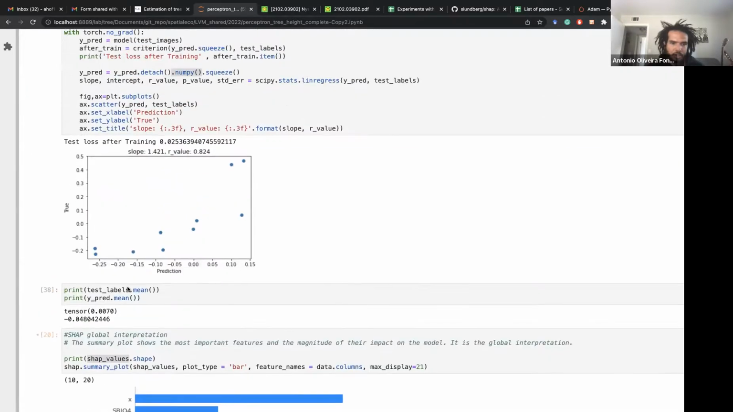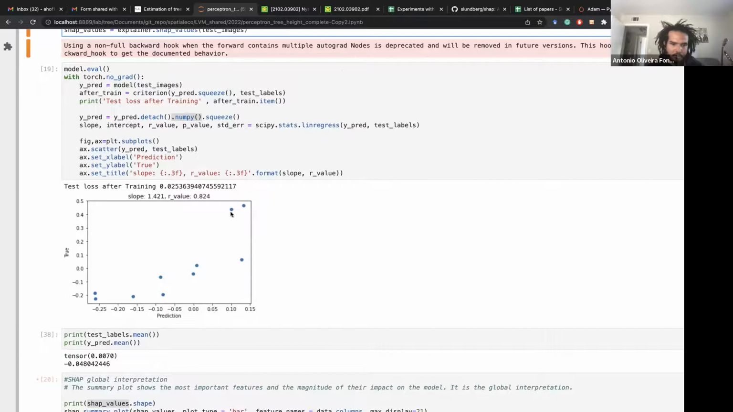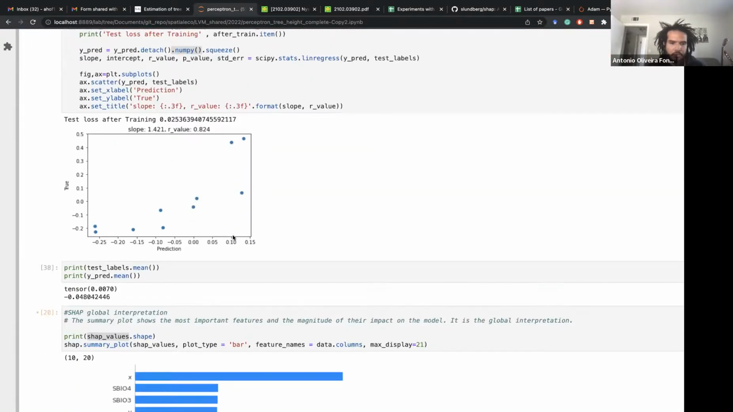So here I'm just plotting prediction by true value, right? We see that the model by itself is predicting something that seems to make sense. The R value is 0.82, right? So it's doing a fair job, right?